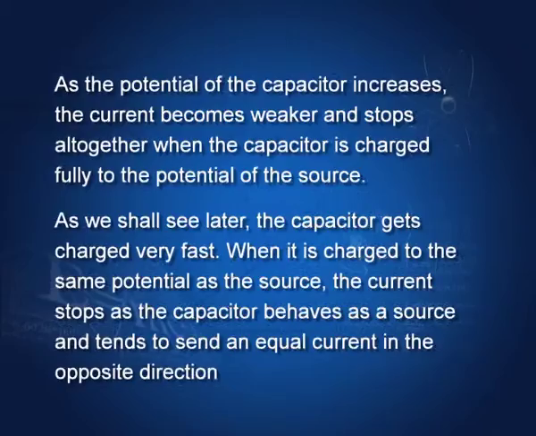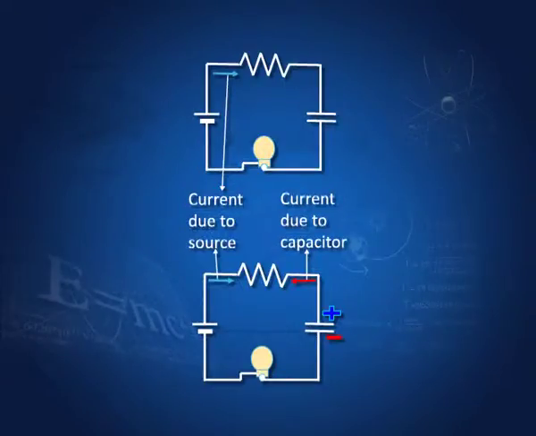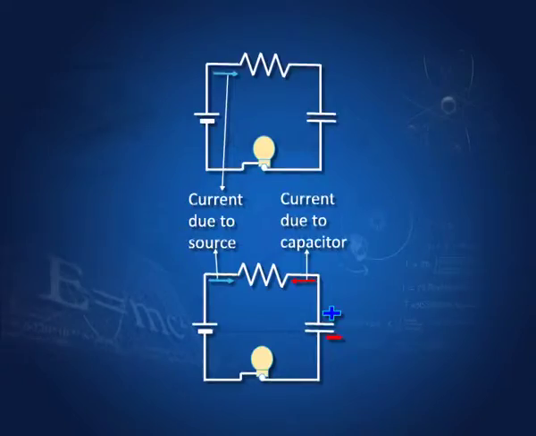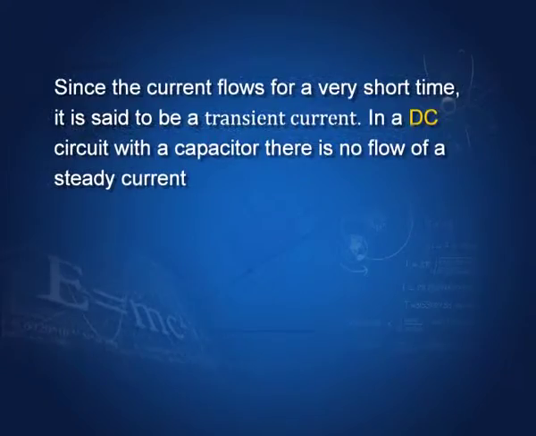As we shall see later, the capacitor gets charged very fast. When it is charged to the same potential as the source, the current stops as the capacitor behaves as a source. You see, the capacitor itself now is a source and sends a current in this direction, and therefore, it annuls the current due to this source, and therefore, there is no current in the circuit. Since the current flows for a very short time, it is said to be a transient current. In a DC circuit with a capacitor, there is no flow of steady current.